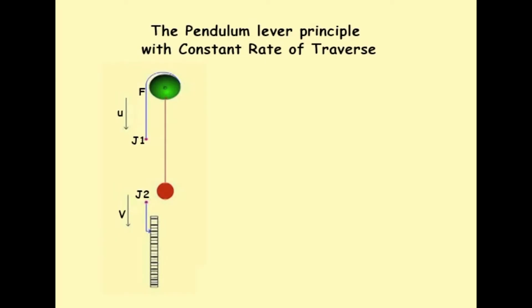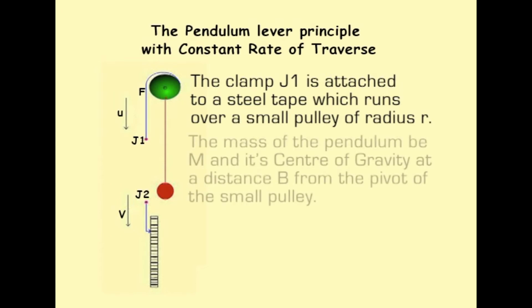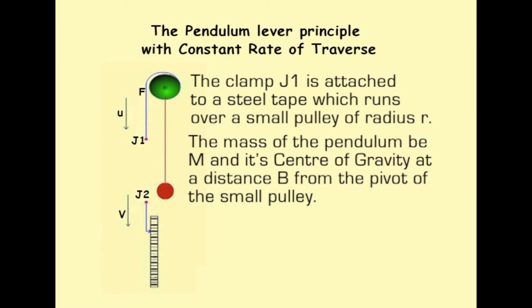When you look at the figure, consider two jaws, the upper jaw J1 and the lower jaw J2. A specimen is clamped between these two jaws. The clamp J1 is attached to a steel tape which runs over a small pulley of radius r. The lower jaw J2 is given a constant rate of traverse in a downward direction, perhaps by a screw mechanism. The small pulley is pulled round, and in doing so swings the pendulum P from the vertical. Let the mass of the pendulum be m and its center of gravity at a distance b from the pivot of the small pulley.